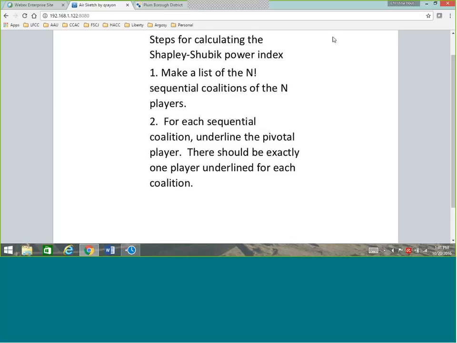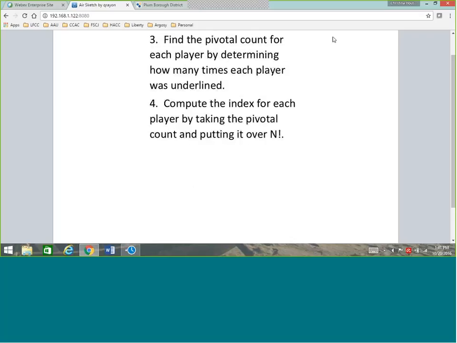Then for each sequential coalition, underline the pivotal player. There should be exactly 1 underlined for each coalition. Then you want to find the pivotal count for each player by determining how many times each player was underlined. And then you compute the index by taking the pivotal count and putting it over the n factorial number. So if there's 3 players, n factorial is 6. If there's 4 players, n factorial is 24.